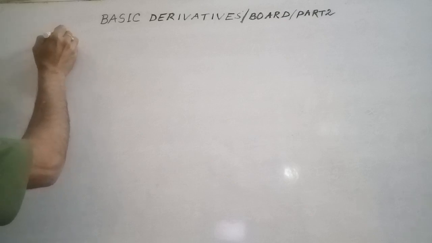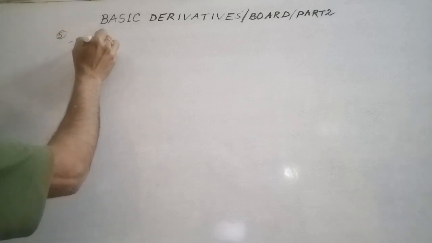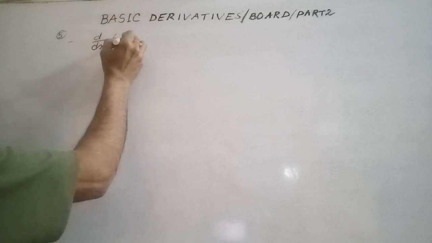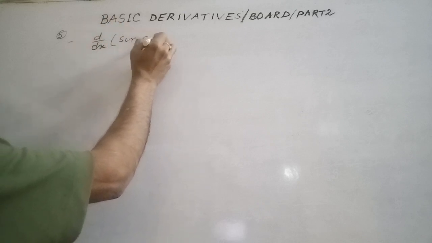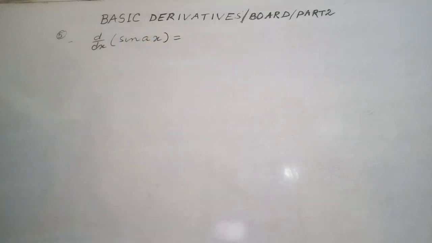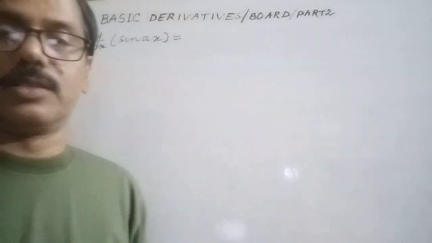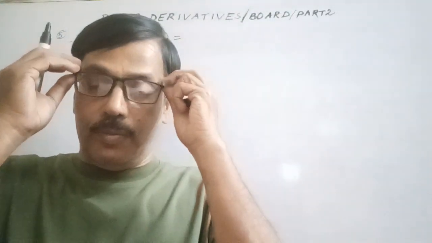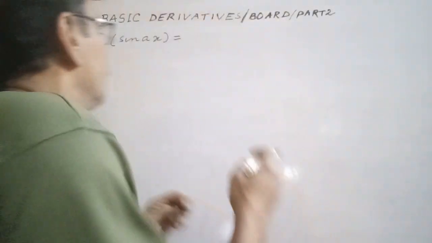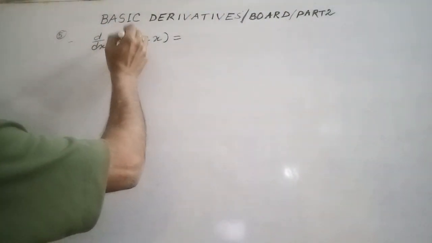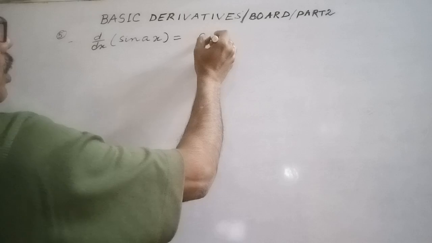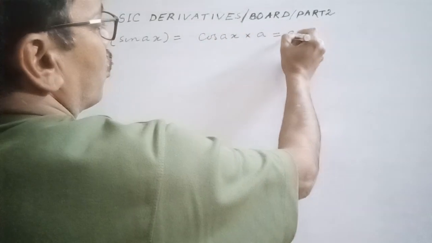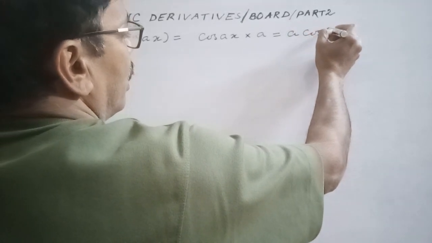So, number 5. Derivative with respect to x, d by dx, sin ax. Derivative of sin ax. All of you know derivative of sin x is cos x. But general one is d dx of sin ax. So cos ax into coefficient of a. So a cos ax.